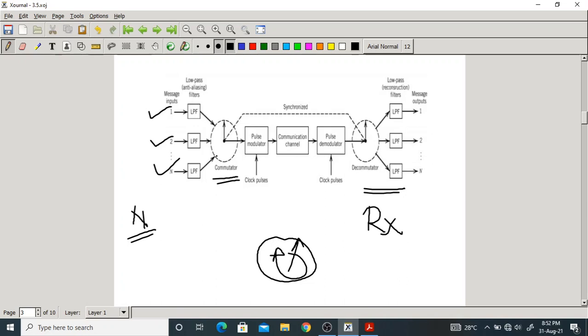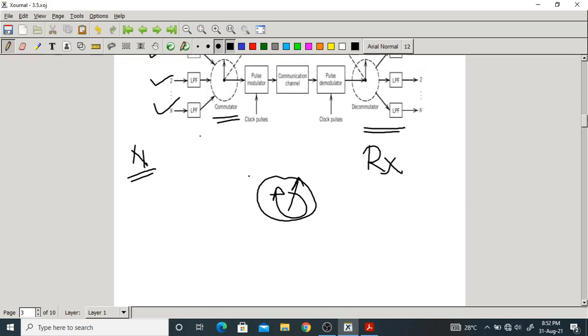Now the commutator at the transmitter side and the decommutator at the receiver side should be synchronized. Let us see how this will happen. This commutator is a high speed switching circuitry which collects samples alternately from each signal. It completes one cycle, and by the time it completes one cycle, it collects one sample from each of the n signals to be multiplexed. How does it happen? Let me take an example.